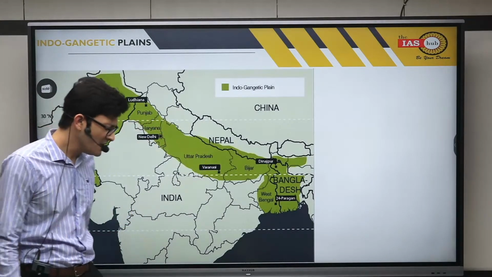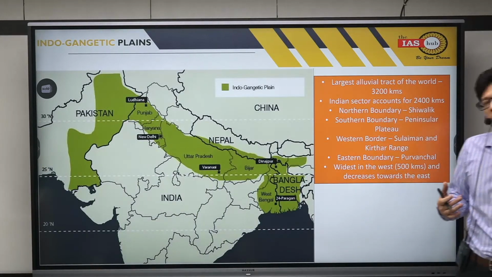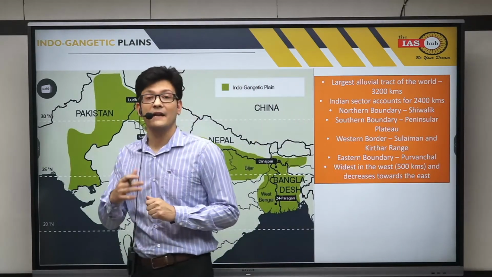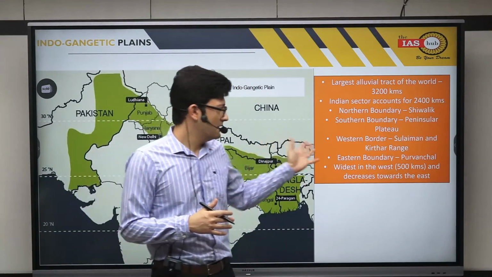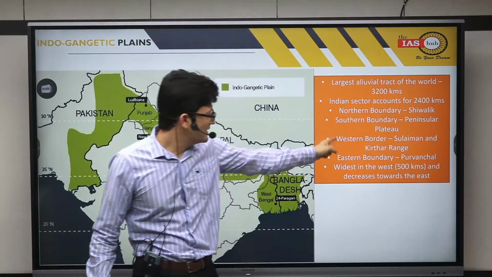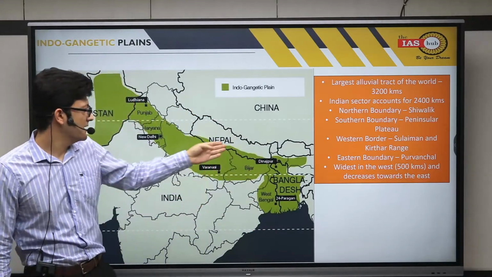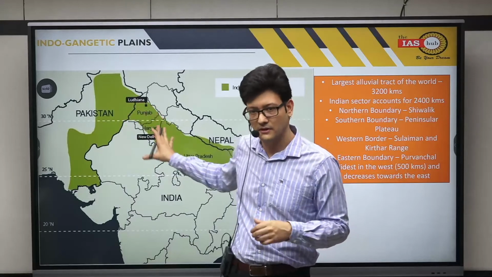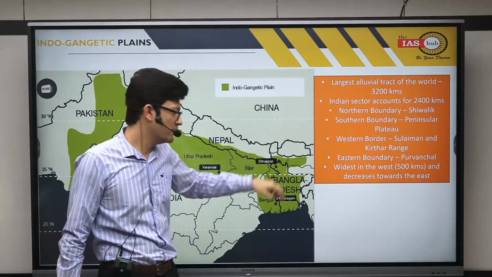the presence of the northern plains. Now the northern plains also have certain other characteristics. It is the largest alluvial tract in the world. It extends for around 3,200 kilometers, and in the Indian sector it accounts for around 2,400 kilometers. As we have already discussed, the northern boundary is the Shivalik, and the southern boundary is the Peninsular Plateau or the Vindhya range. The western border is the Suleiman and the Kirthar range, which are located in Pakistan. The eastern boundary is Purvanchal, and the plains are widest in the western part and reduce their width as we move towards the eastern side.